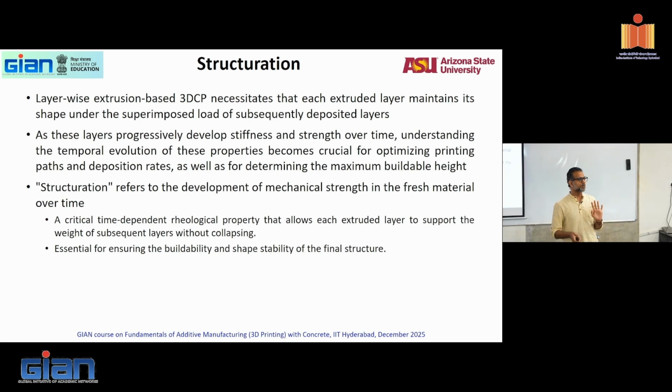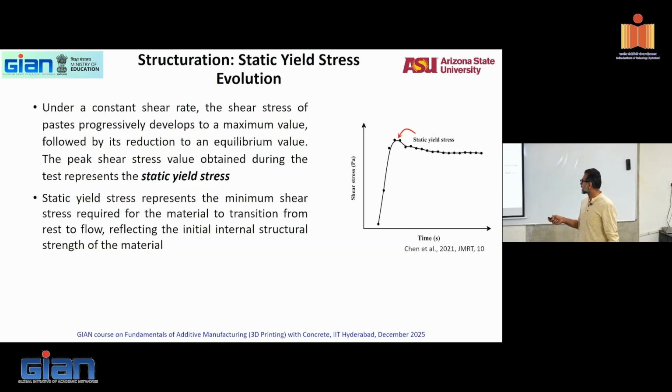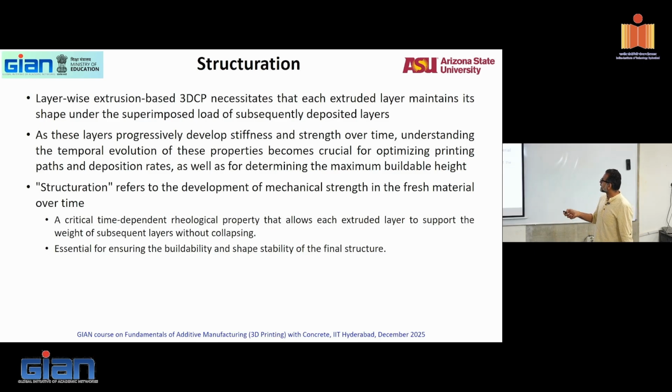But for the time being, we would just ignore that part, knowing that you're all hydration experts. We would not get there. So it's a critical time-dependent property that allows each extruded layer to support the weight of subsequent layers, essential for ensuring buildability. You see how structuration is now related to buildability? Only if you have structuration in the layers can you ensure buildability.